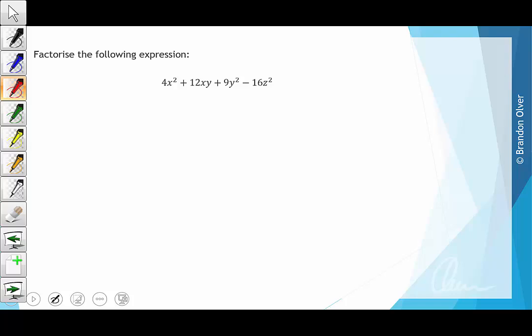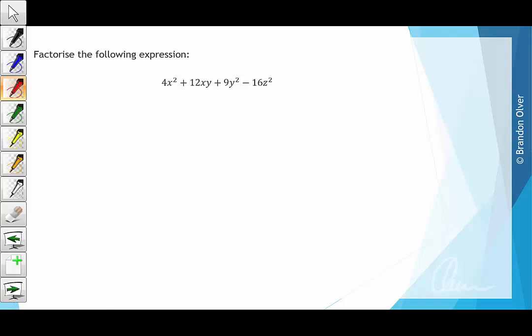For this expression, we'll factorise it using a grouping method of 3 and 1. So we have 4x squared plus 12xy plus 9y squared minus 16z squared. And when there's more than 3 terms for a quadratic, or any type of factorisation that you're doing, you just need to look for patterns or common factors that are hidden within the terms.